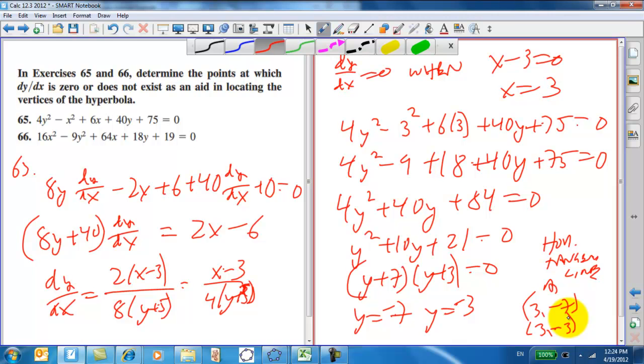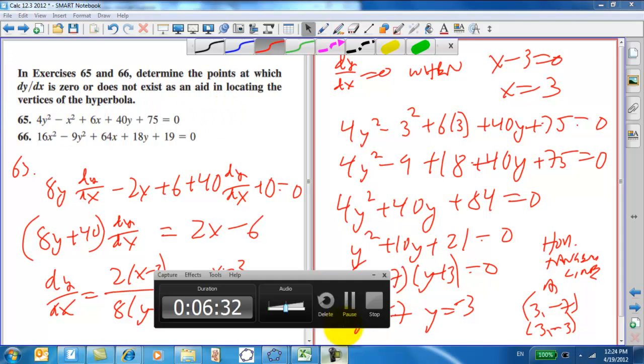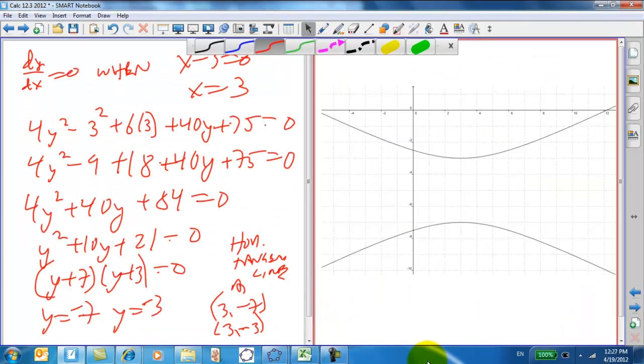But let's check this on GeoGebra. It's hard to graph this one in the calculator, but GeoGebra does a pretty good job with this type of expression. And sure enough, GeoGebra confirms that we have our vertices here at (3, -3) and (3, -7). Notice in a hyperbola, in this case, we won't have any undefined tangent lines. If it was an ellipse instead, then we would expect some vertical tangent lines over here and here.